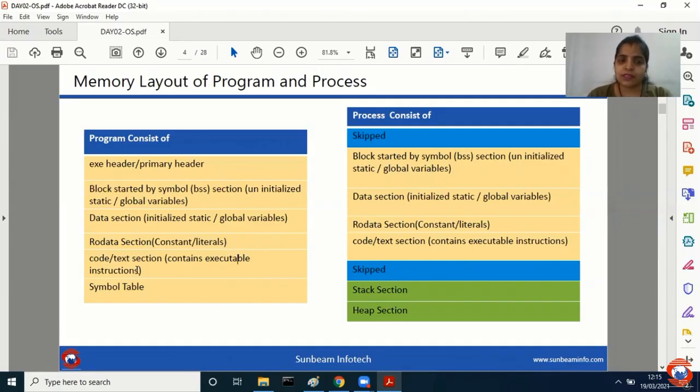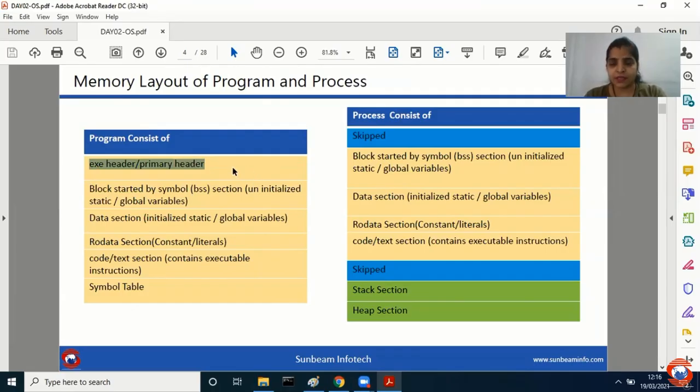The code or text section contains the executable instructions. It means your remaining lines of code will belong to this section. The symbol table consists of all the variables that you have declared and defined inside your program. So as long as your program is on the hard disk, the program consists of these many things as a memory layout. But when you say, I wish to now execute this program, then the program becomes a process. When the process gets started, your operating system first checks the header. It checks the starting memory location of the file.